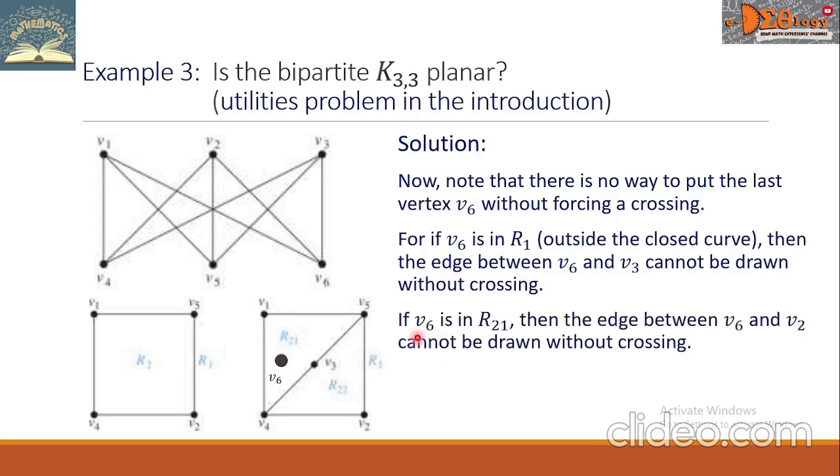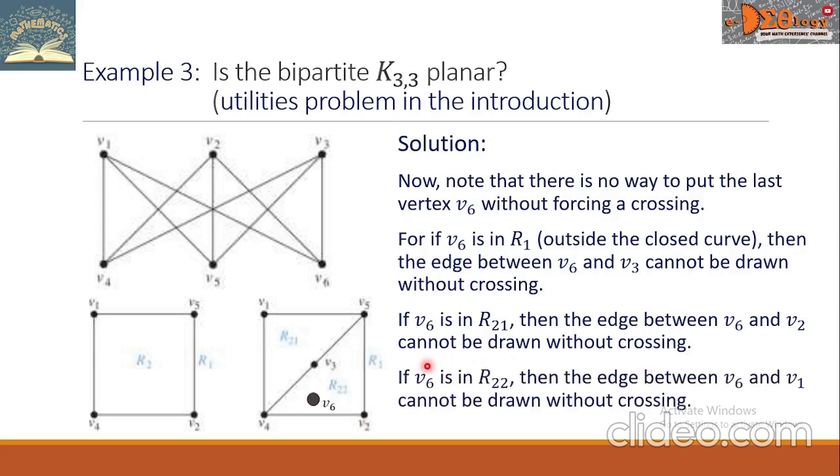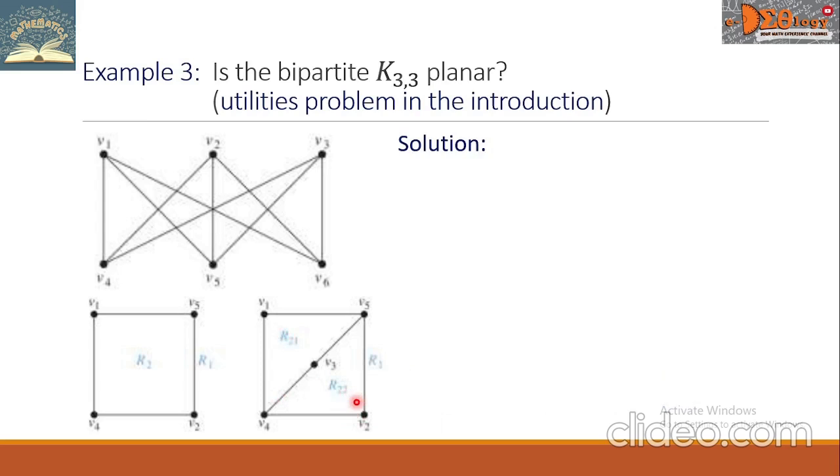Suppose v sub 6 is in r sub 21. Then the edge between v sub 6 and v sub 2 cannot be drawn without crossing. Then what if v sub 6 is in r sub 22? Then the edge between v sub 6 and v sub 1 cannot be drawn without crossing. Therefore, the bipartite graph K sub 3,3 is not planar.